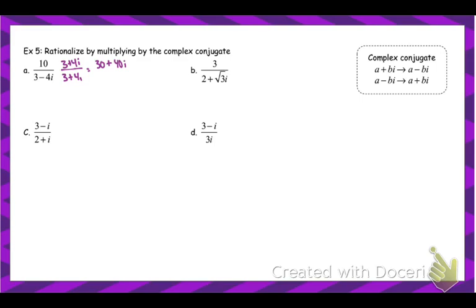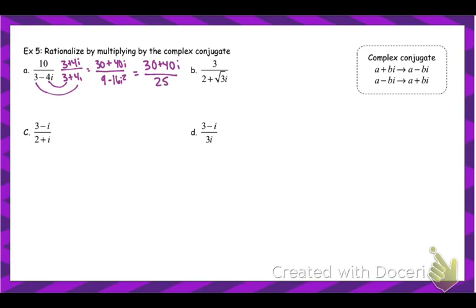The reason you're multiplying by the complex conjugate is because, again, that creates a difference of squares. Those middle terms are going to cancel. Negative 12i plus 12i cancels out. So all I have is 3 times 3, which is 9, minus 16i squared. Minus 16i squared, we know that becomes plus 16. 9 plus 16 is 25.